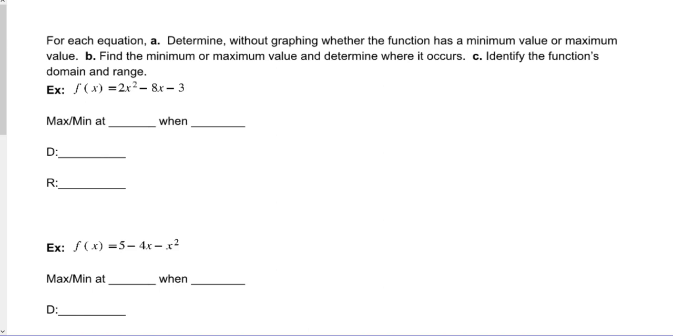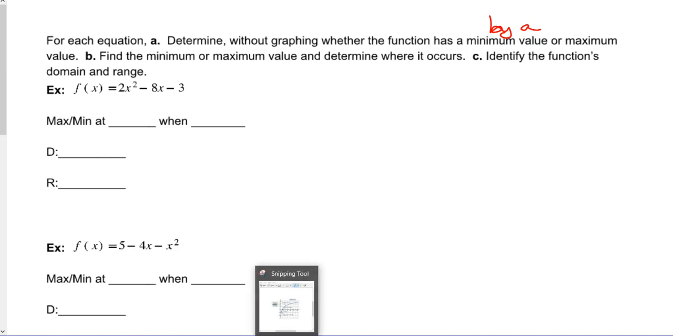Knowing which way the graph goes, we're not going to get as involved in these, but we are going to be able to determine where the maximum and the minimum occur, okay? So, for each equation, we're going to determine without graphing whether the function has a minimum value or a maximum value, and that is determined by a.